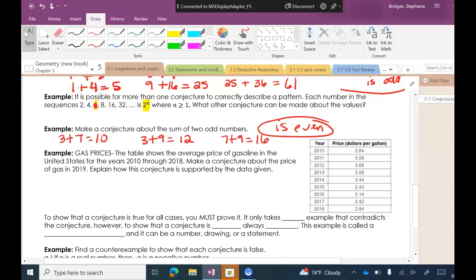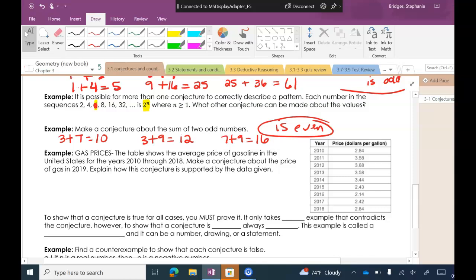Looking at the chart, in 2010 it was $2.84. In 2011 it was $3.58. In 2012 it's $3.68. 2013 it's $3.58. 2014 it's $3.44. 2015 it's $2.43. 2016 it's $2.14. 2017 it's $2.42. 2018 it's $2.84. So what did it do in the first 1, 2, 3, 4 years?